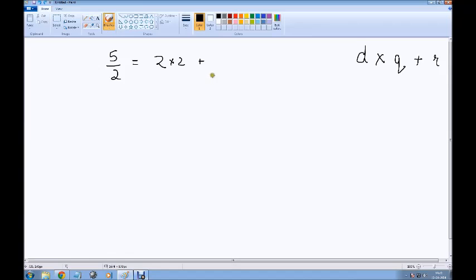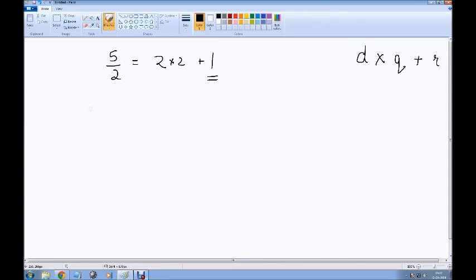Yeah, wait, it's actually 1. So this 1 here, that is the remainder, is what you would get when you perform the modulus function on these two numbers, 5 and 2. So 5 modulus 2 is equal to 1.